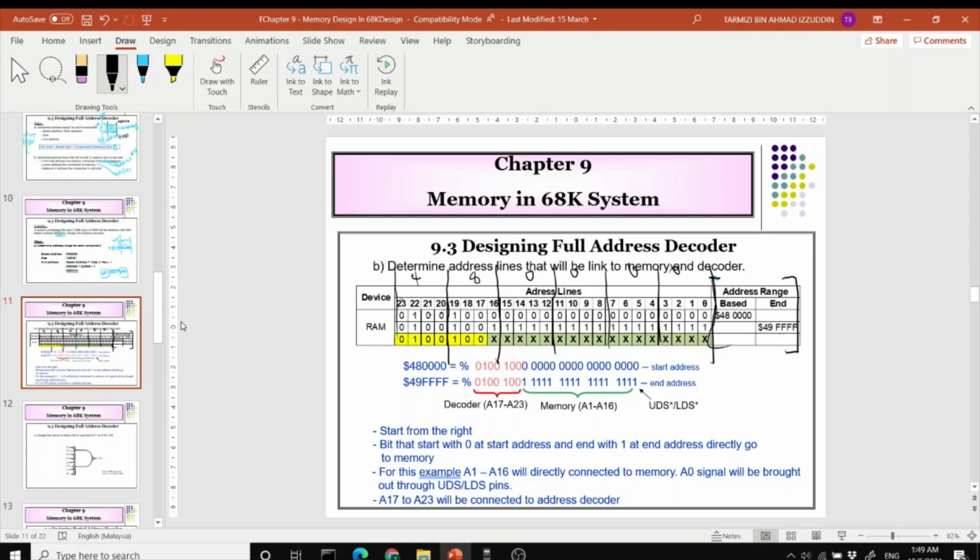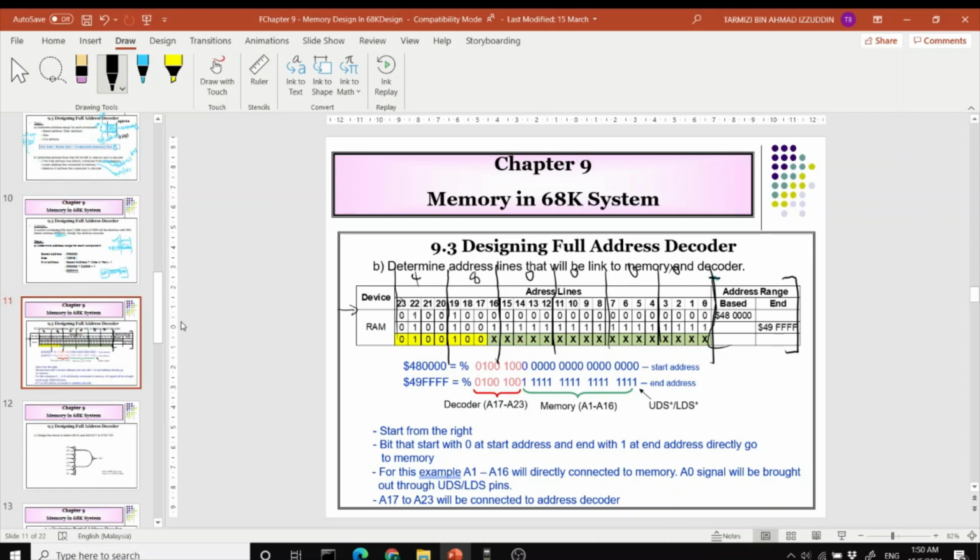So in each of the address lines in this row here, you need to put the binary value of this base address. 4 is 0, 1, 0, 0. 8 is 1, 0, 0, 0. 0 is 0000, and so on.